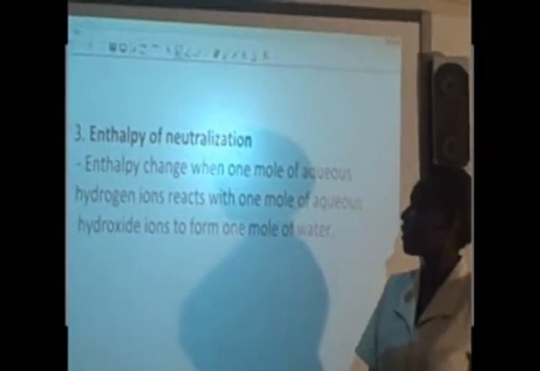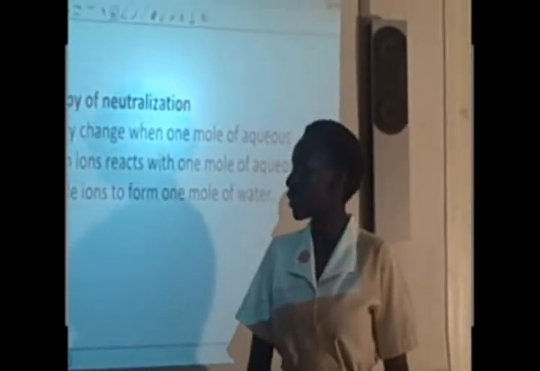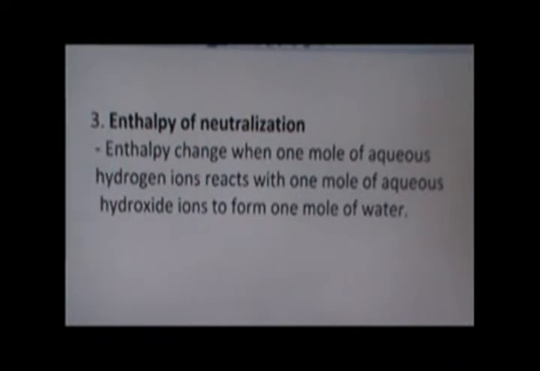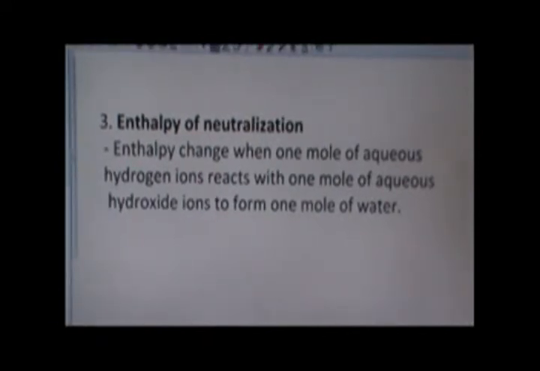Let's also look at the enthalpy of neutralization. This is very important. This is the enthalpy change when 1 mole of hydrogen ions in aqueous solution reacts with 1 mole of aqueous hydroxide ions to form 1 mole of water. And the equation is as follows. We have hydroxide ions which react with hydrogen ions to give you water.